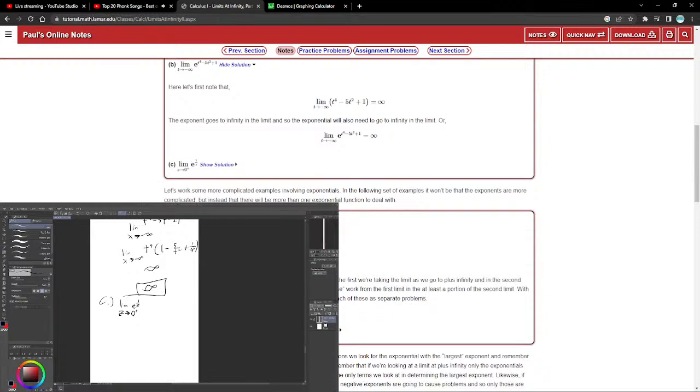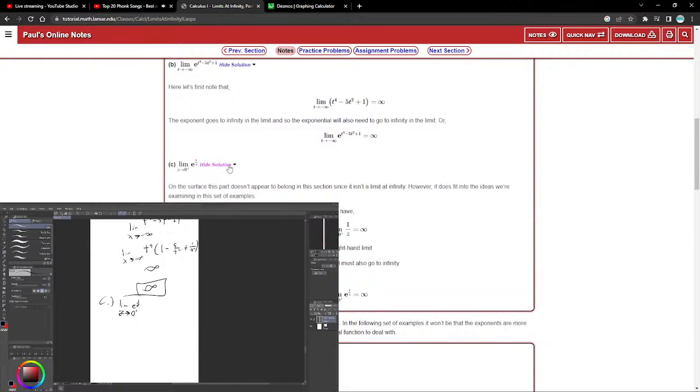What is this symbol here? 0? What? From the right.